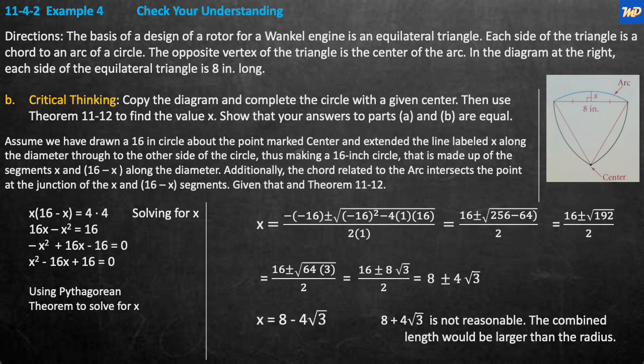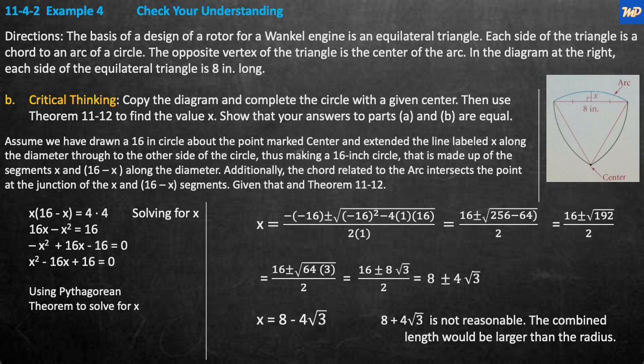Okay, part B of that same problem says critical thinking here. It says copy the diagram to complete the circle with a given center. So the center is pointed to right here. What they're asking you to do is to draw a big circle. Instead of just having the little arc, just go around completely and make a 16-inch circle. Okay, that's because of what they want you to do here.